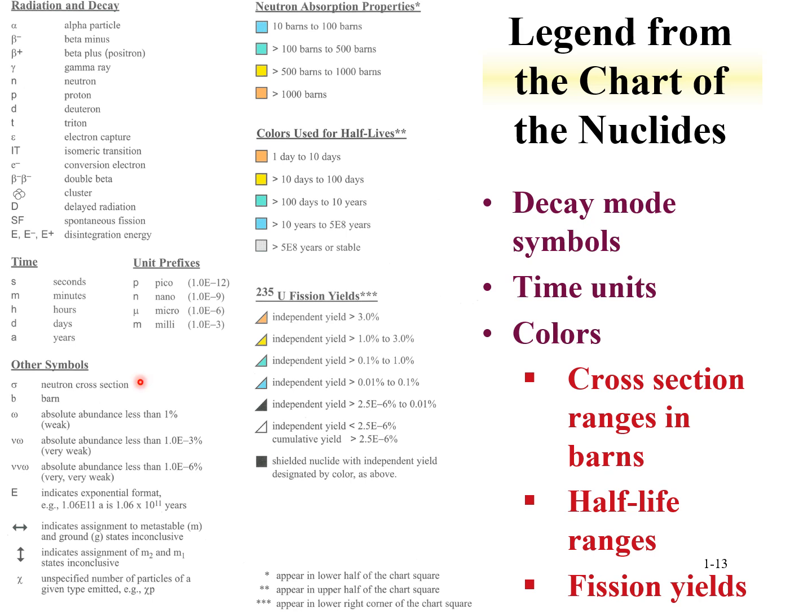Other symbols include cross-section, which is given in barns. And you'll see some Greek symbols that will describe a decay mode as being weak, so an absolute abundance less than 1%, or very weak, or very, very weak. So 10 to the minus 3 percent for weak, and 10 to the minus 6 percent for very weak.